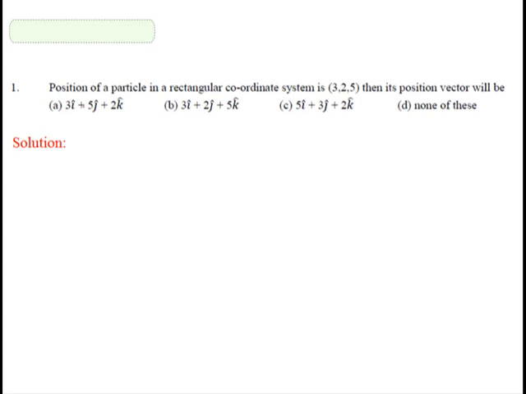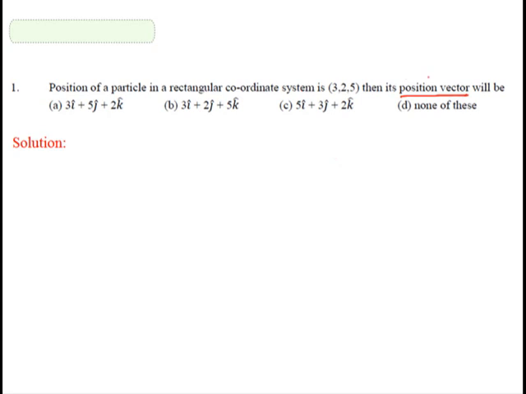Students, let's look at the first question over here. The question is, the position of a particle in a rectangular coordinate system is 3, 2, 5, then its position vector will be. So we have to find out what is the position vector. Now what is a position vector? It is a vector which describes a point in a coordinate system. Usually it is with respect to the origin of the coordinate system.